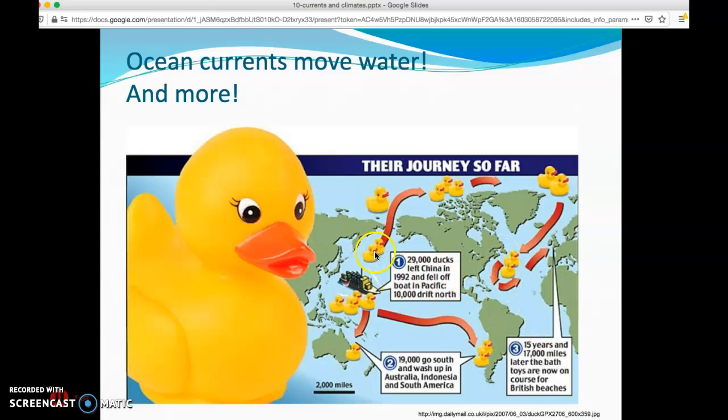And then here we go. Those 10,000 that drifted north, they took about 15 years, and 17,000 miles later, the bath toys are now on course for Britain's beaches. So it took them a long time, but they actually went around in between where the land bridge used to be in Alaska and Russia, and up over the United States and Canada and Greenland, and actually found their way into the Atlantic Ocean. So they started in the Pacific, they went to the Arctic, and now they're in the Atlantic Ocean, and the current is going to whip them around all the way to Great Britain.